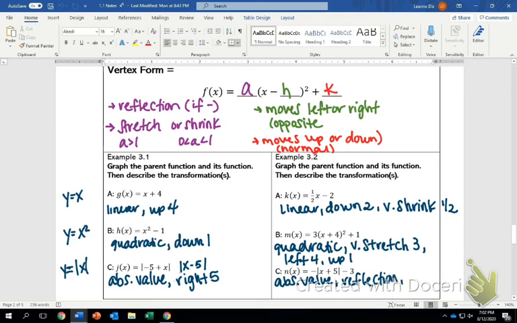A reflection. All right, and then the next piece we see is a +5. It's inside of the grouping symbol, so instead of going to the right, it's going to be to the left 5. And then finally, down 3.